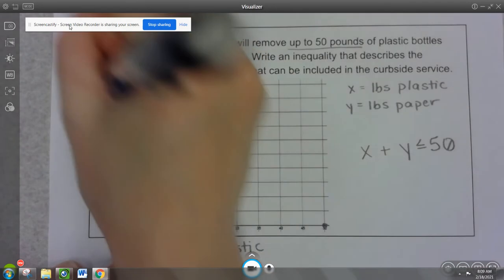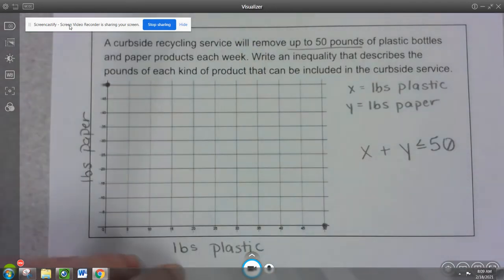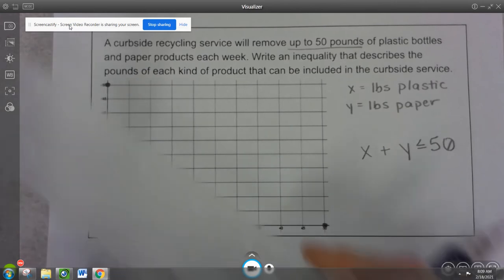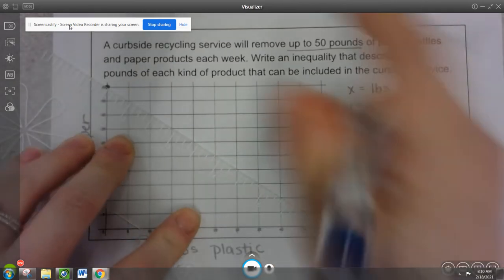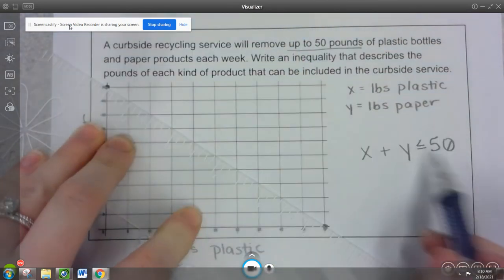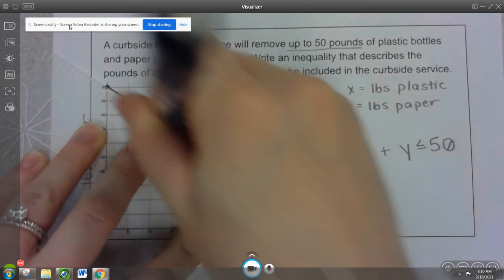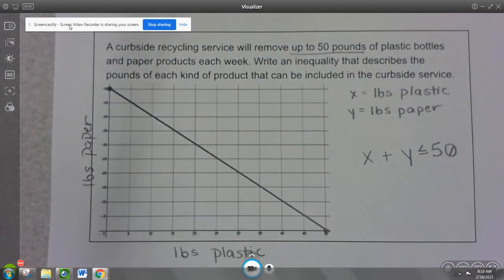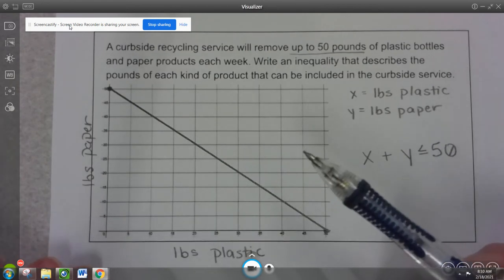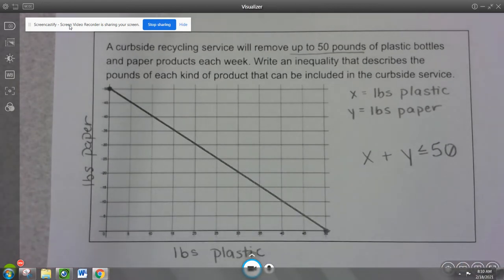So I have a point here. I have a point here. I don't know where my ruler went, so I'm going to have to use a makeshift ruler. Now, since this is an equal to, I'm going to use a solid line, and it's up to 50 pounds. That means I can't go over 50 pounds.